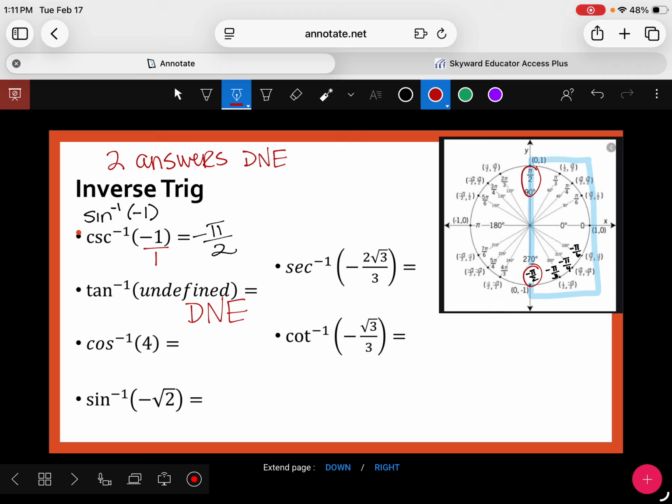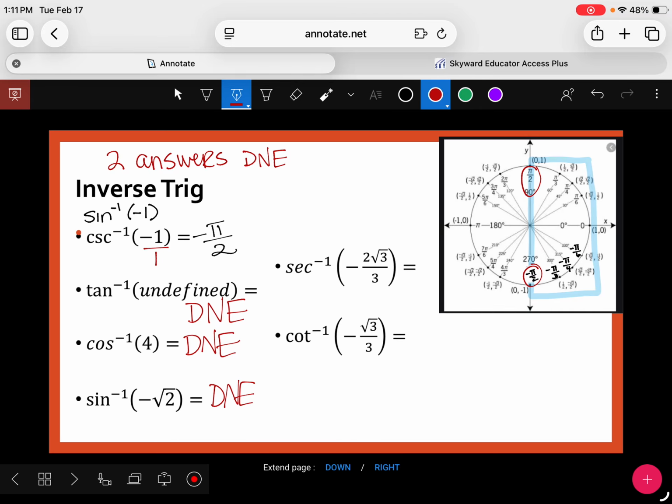All right. What about, where is cosine 4? Is cosine ever 4? That's D and E. Is sine ever negative root 2? No, it's negative root 2 over 2, but it's not just a negative root 2, so that's also D and E. So my bad, we have 3 D and E's.